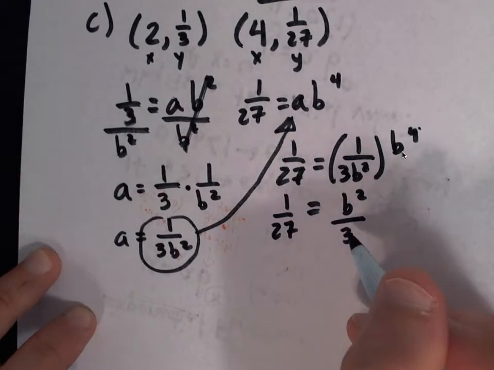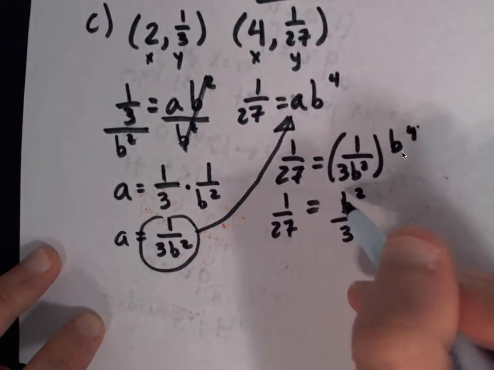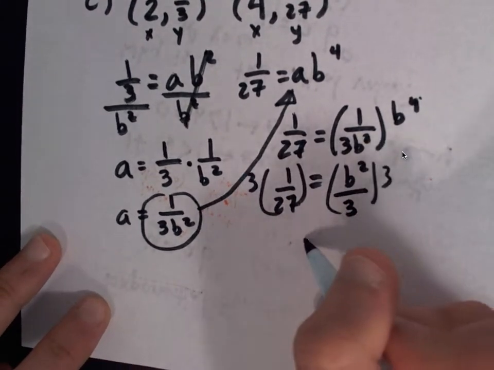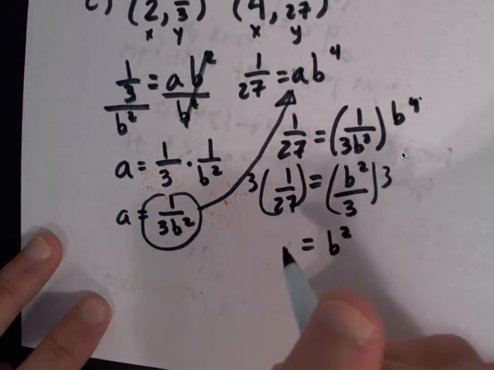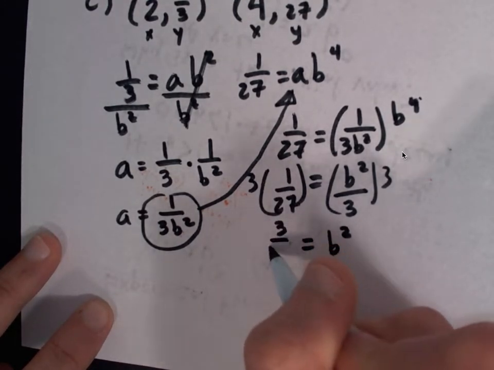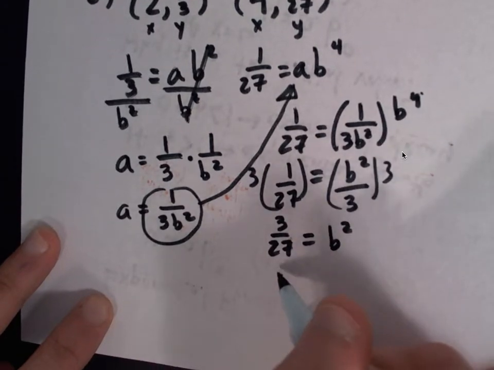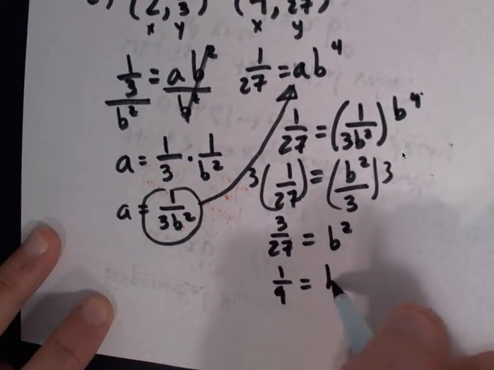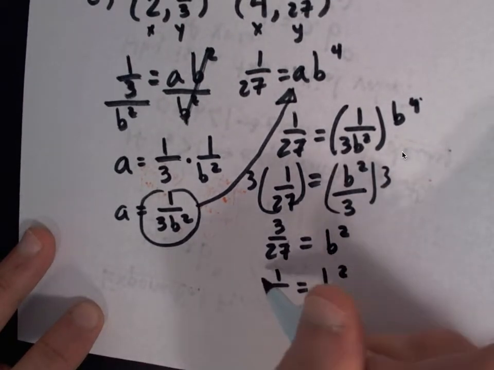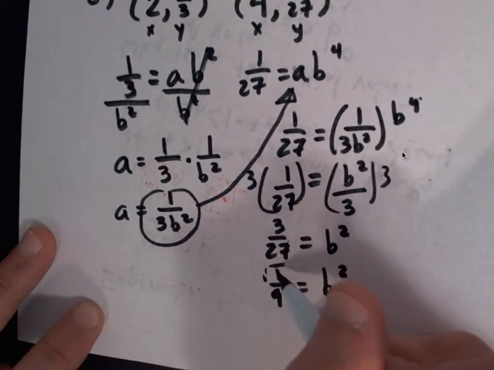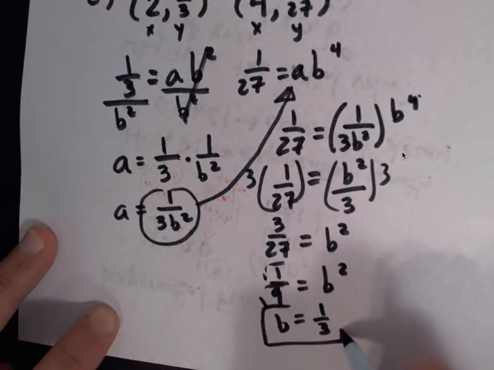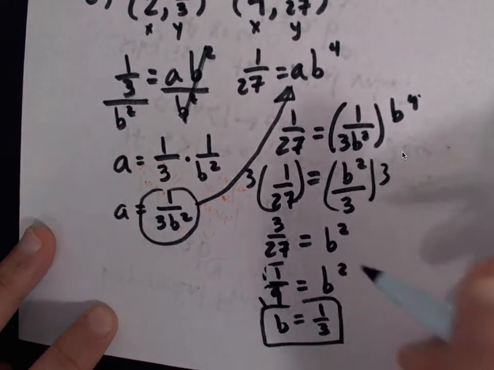All right, so then we're going to multiply both sides by 3 to get rid of this. Multiply both sides by 3. So we're going to get b squared equals 3 over 27, which is, if we divide numerator and denominator by 3, we get 1/9 equals b squared. Okay, so now I can just take the square root here. If I square root both sides, you can think of it taking the square root of this and square root of this. So b equals 1/3. B equals 1/3. Let's go ahead and plug that in right here.